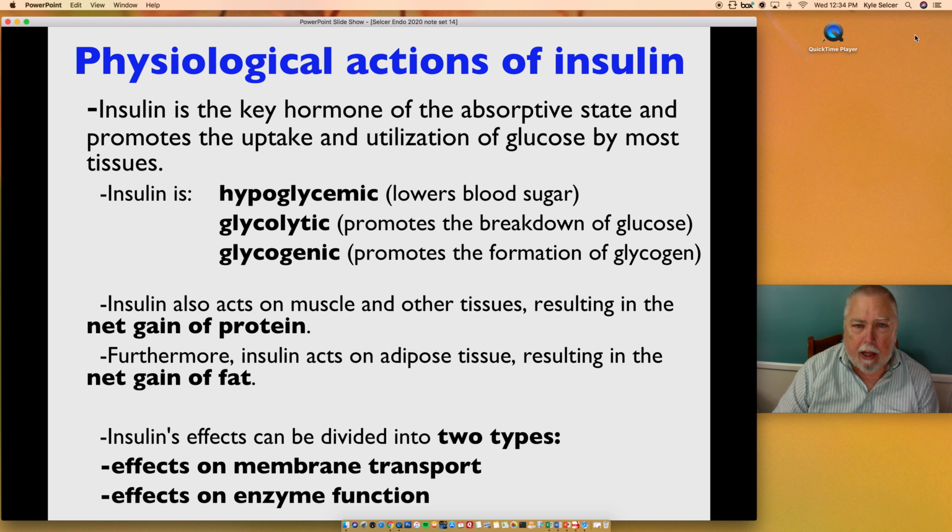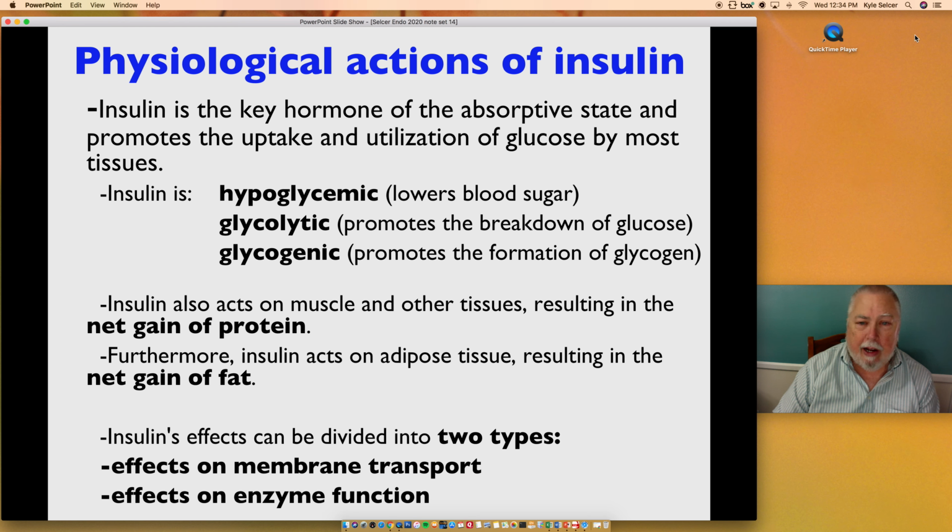Insulin's the key to the absorptive state, the postprandial state. It promotes the uptake and utilization of glucose by almost all tissues. So insulin is hypoglycemic. Hypo means to lower. Glycemia means glyc means sugar. Anytime you see the word emia, it means in the blood. So it lowers the sugar in the blood. It's glycolytic, means it breaks down glucose. So by breaking down glucose, you can make fat available.